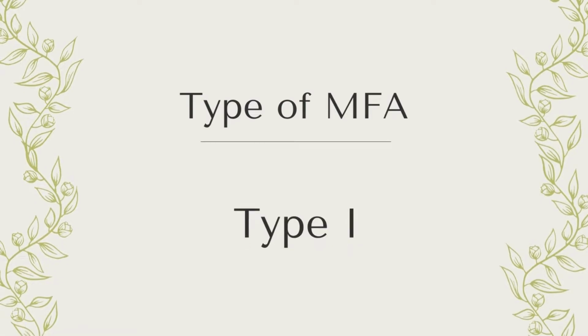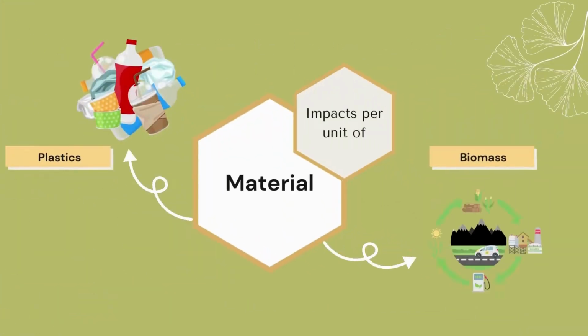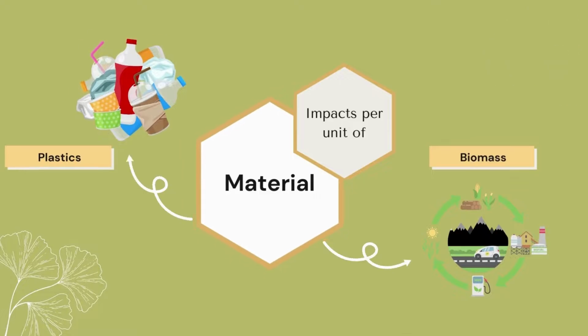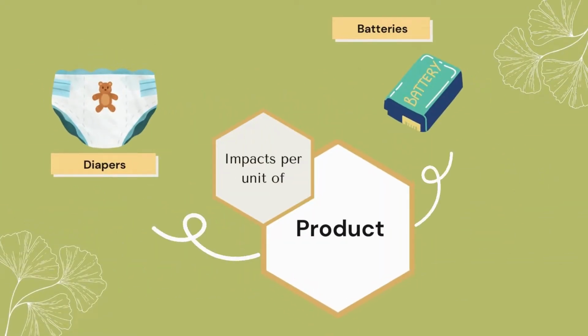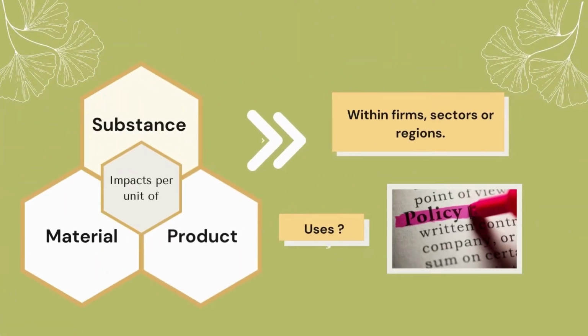For the Type 1, it includes the impact per unit of the substance, such as carbon dioxide from manufacturing industries, vehicle combustions, and from the manufacture of aerosol sprays and refrigerants, as well as the impacts per unit of material, such as plastics and biomass, and the impact per unit of products, such as diapers and batteries. It is used within firms, sectors, or regions. As a result, Type 1 MFA can be used to develop environmental policies for hazardous substances.